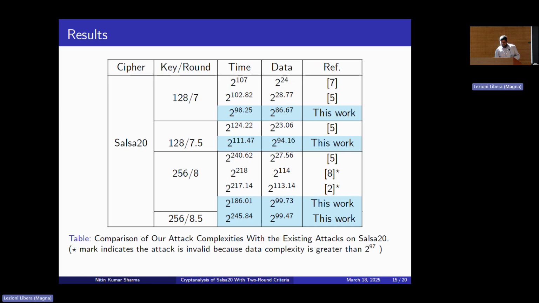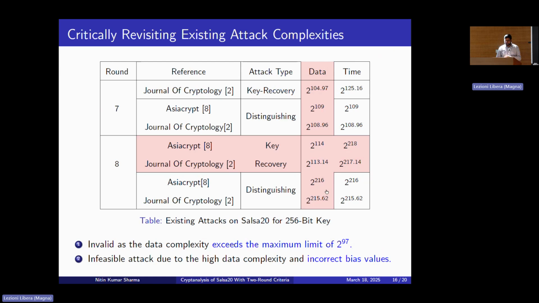So these are the attacks, and you can see the conclusion that for 7 round of 128-bit, we have improved by 2 power 4. For 7.5 round it is 2 power 13, and if you compare it with 8 round of 256-bit key version, then it's 2 power 31. If you compare it with the valid attacks, then it's 2 power 54. I'll talk about the valid and invalid thing. And for 8.5 round, we are the first one to give an attack. So here you can see these are star marked. The reason is in the next slide.